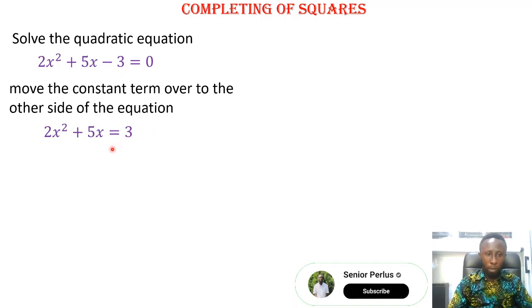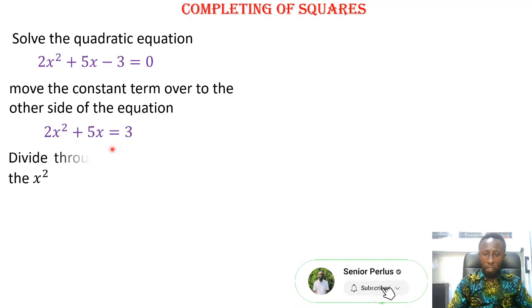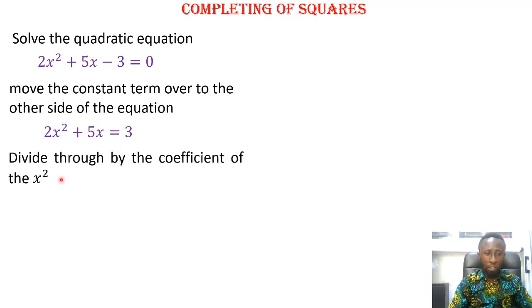Then we would divide through by the coefficient of s squared, that's the 2. If we divide through by 2, this is what we get. The 2 will cancel, that's why we got s squared. Like I said, completing the square, we always want the coefficient of s squared to be 1. So we divide through by 2.